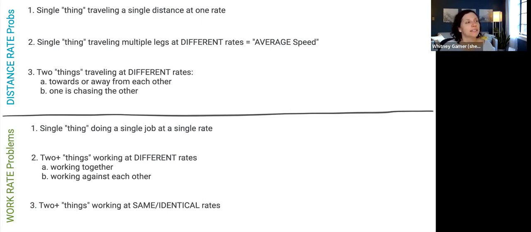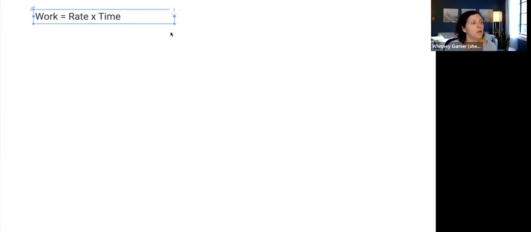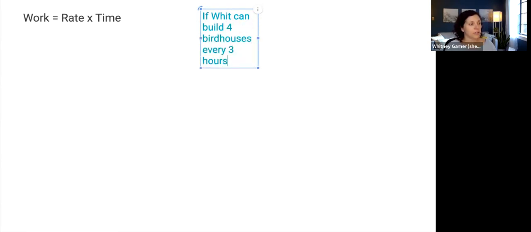All right, so let's do this thing. Let's talk fundamental relationship. So the fundamental relationship is technically a work relationship. That work relationship is work is equal to rate times time. Right? So some unit of work is equal to the amount of time spent times how quickly I get something done. So for example, if Whitney can build 4 birdhouses every 3 hours, how many birdhouses does she build in 9 hours?